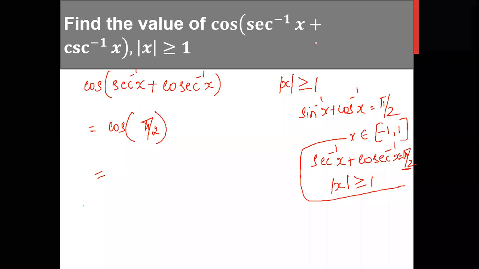You people can hear me, right? What is the value of cos pi by 2, students? Students, can you hear me?